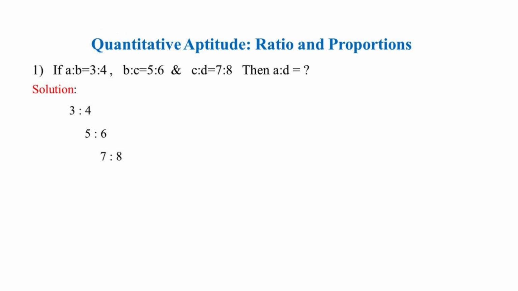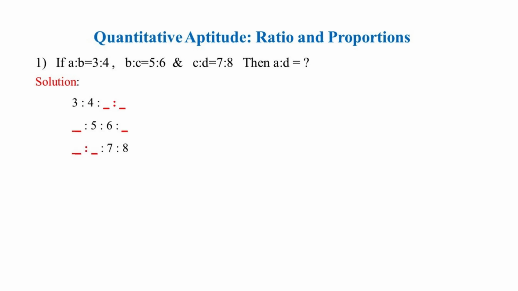Then C is to D is given as 7 is to 8, that is the third data, and that has to be written in the third row, third position onwards. The third position is below 6. In the second row 6 is there, below that we have to write 7. 7 is to 8, I have written in that fashion.